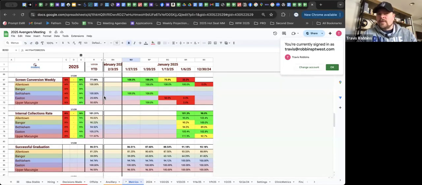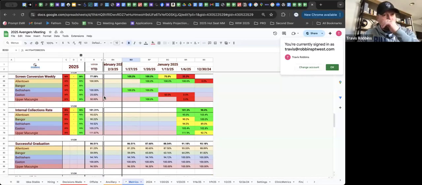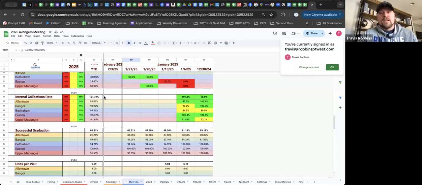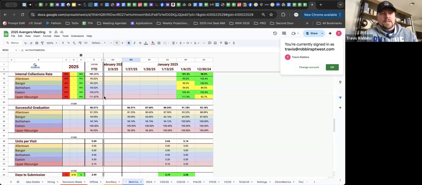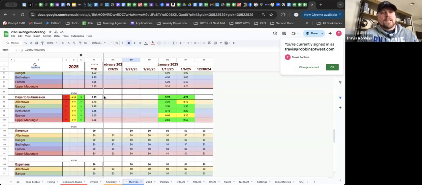Screen conversion is something we look at. If you don't do screens in your office, you can toss this out, but we do a ton of screens in our office because that is a leading stat to get us to our initial evaluations. We know that if we have tons of screens in the schedule, our initial evaluations are going to go up. Internal collections rate, successful graduation, units per visit, days to submission.